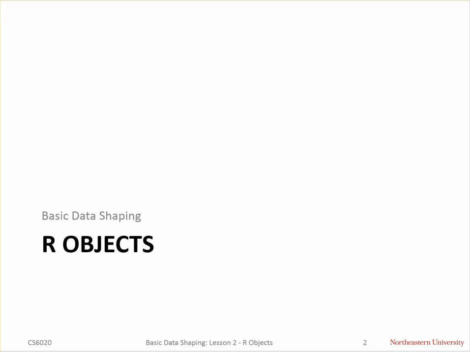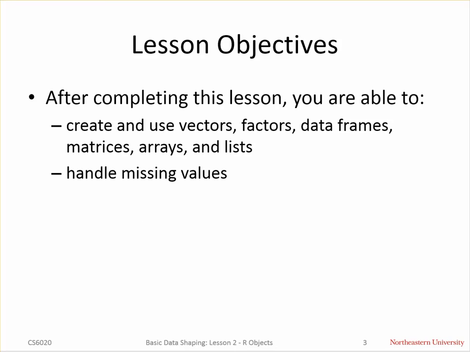So in the second lesson, we're going to take a closer look at R objects. Specifically, I'm going to show you how to create and use vectors, factors, data frames, matrices, arrays, and lists. And we're really going to talk a little bit more about what exactly is the difference between these different types of objects in R. We've kind of seen vectors a little bit.